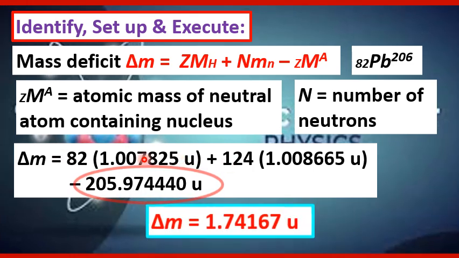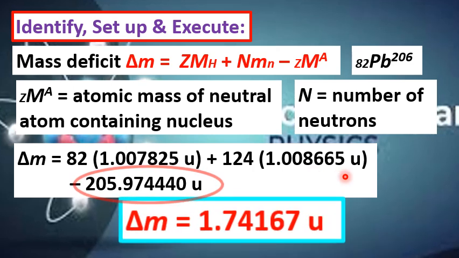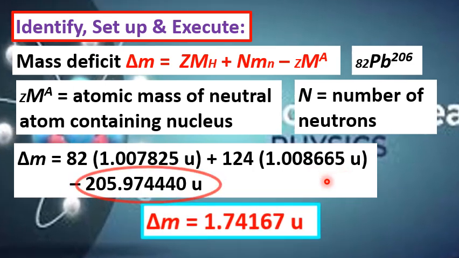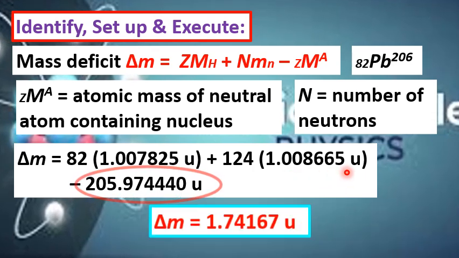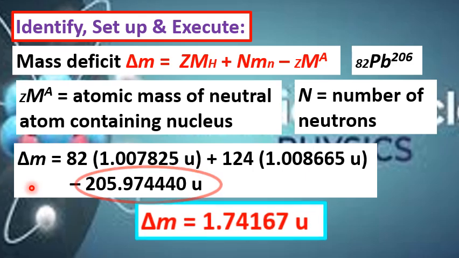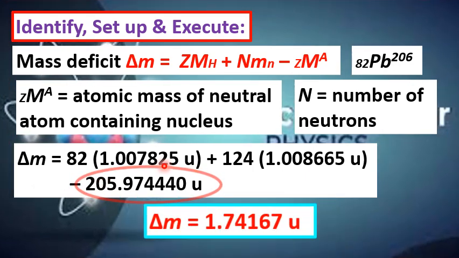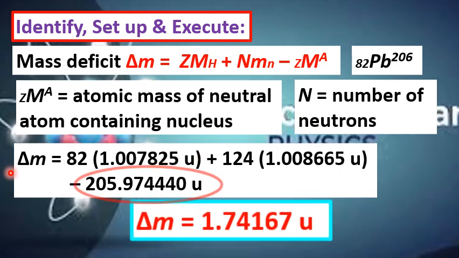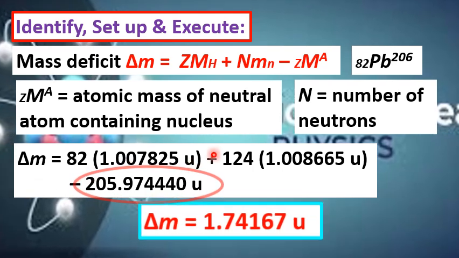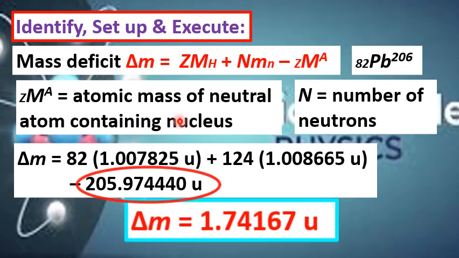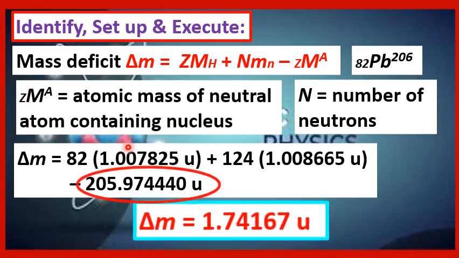In the process of determining delta M, we, in effect, are able to eliminate the total mass of the electrons. In other words, when we subtract the atomic mass of the neutral lead-206 isotope, we also have removed the total mass of the 82 electrons.